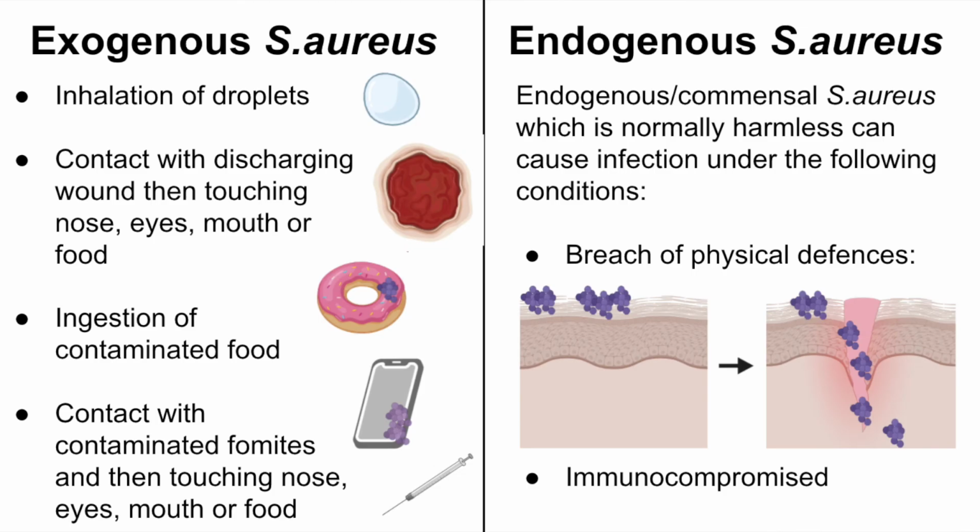Exogenous S. aureus can gain entry via inhalation or direct contact and then subsequent transfer to the mouth, nose, eyes, or food. Endogenous S. aureus, which usually forms a harmless commensal colony on the skin surface, can gain entry via a breach in the physical defences, imbalance of normal microbiota, or where an individual becomes immunocompromised.